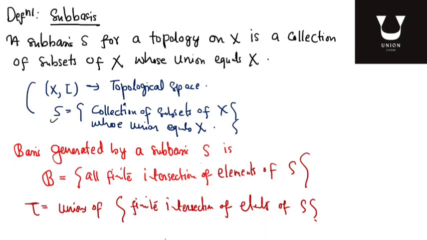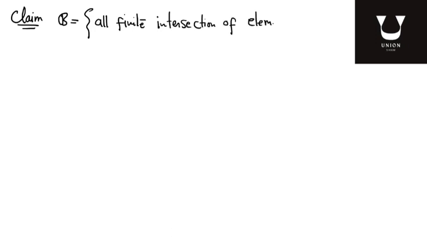Okay, now I have to show that script B is in fact a basis. That is what I have to verify next. Without verification, I say that script B is a basis for a topology on X, and it is called the basis generated by a subbasis S. But I have to verify that script B is in fact a basis. So my claim is that script B, which is the collection of all finite intersections of elements of S, is a basis.